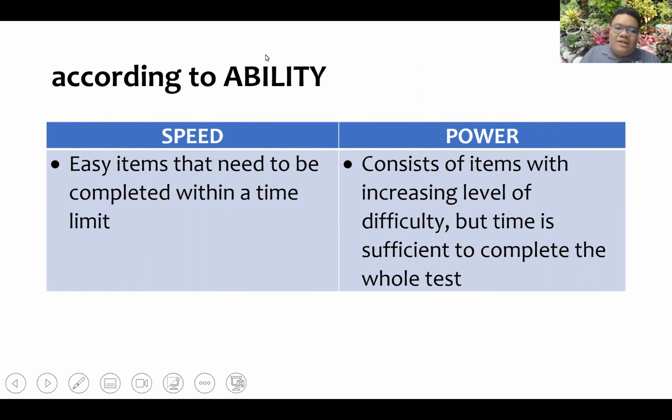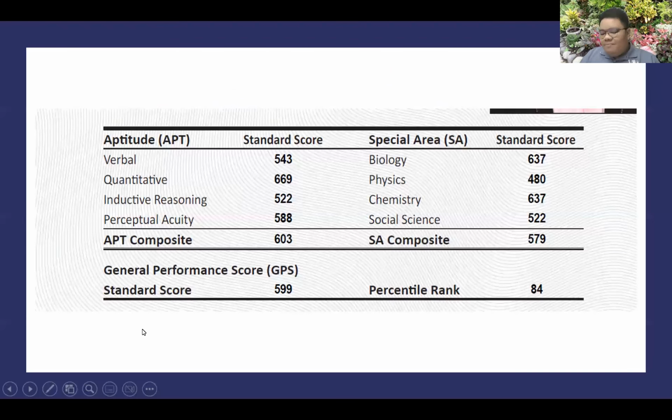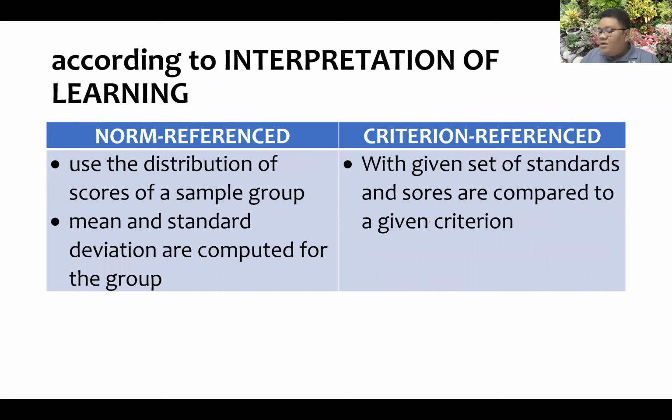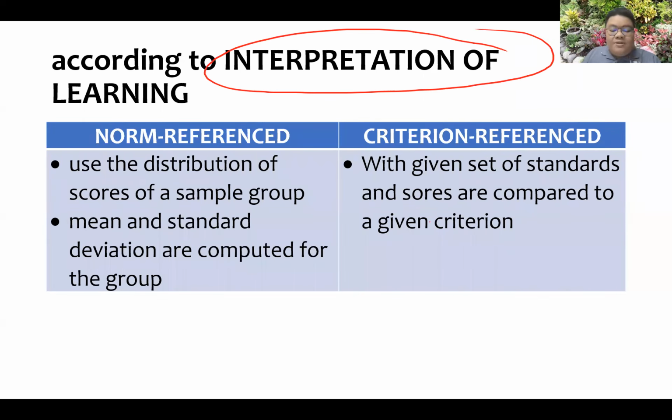Now, if you would go to the next classification, okay, we are going towards your norm reference versus criterion reference. So class, this is interpretation of learning. Pag sinabi natin class na norm reference, your norm reference assessment uses the distribution of scores of a sample group. Okay? Tinitingnan natin dito yung distribution of scores of a sample group. And then class, the mean and standard deviation are computed for the group.